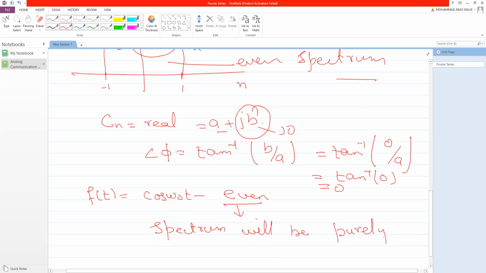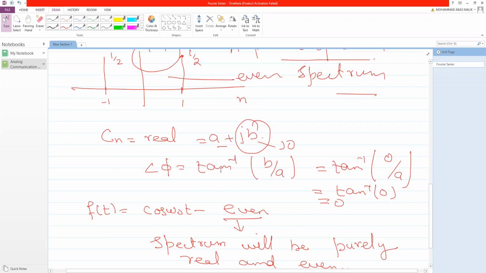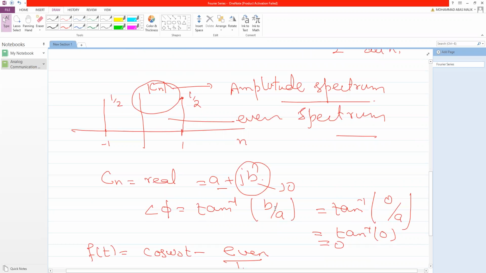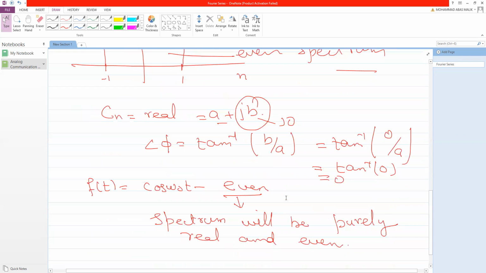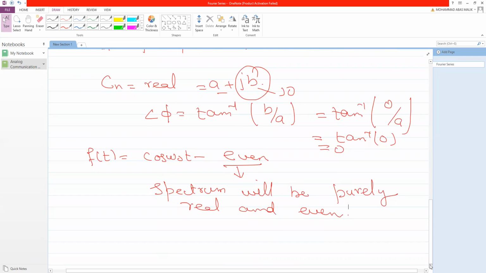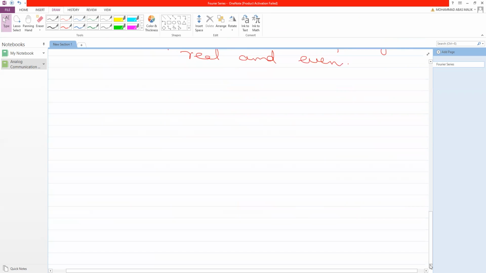Are you noting all this? Purely real and even. So that means if you have an even signal, then its spectrum will be purely real and even. That's what we conclude here after drawing it, because there will be no phase involved. The complex j term is not there, so it will be 0, tan inverse of 0 is 0, there's no angle. So this is about cos omega naught t.